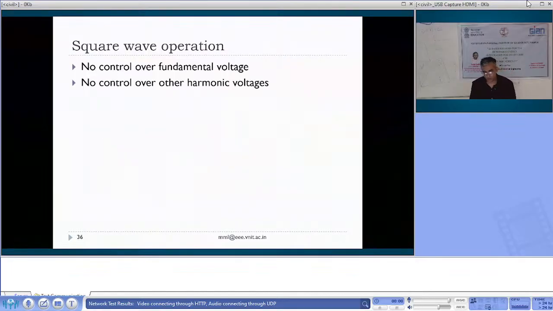With a square waveform, there is no control over the fundamental, and there is no control over the harmonics. You cannot even control the fundamental.